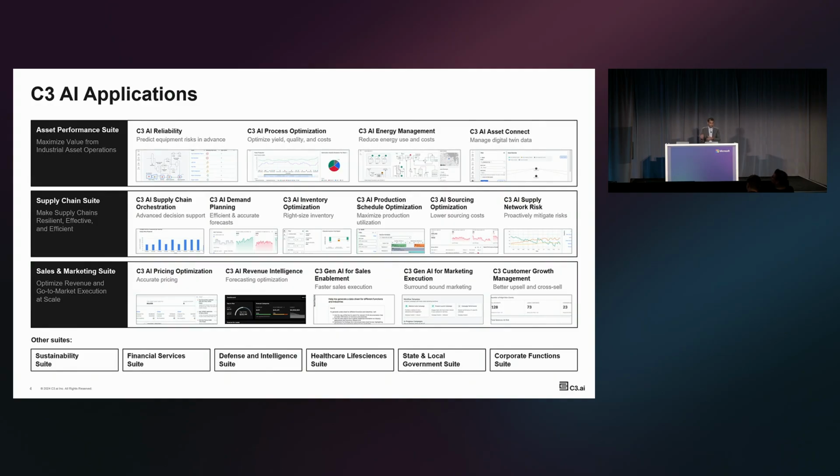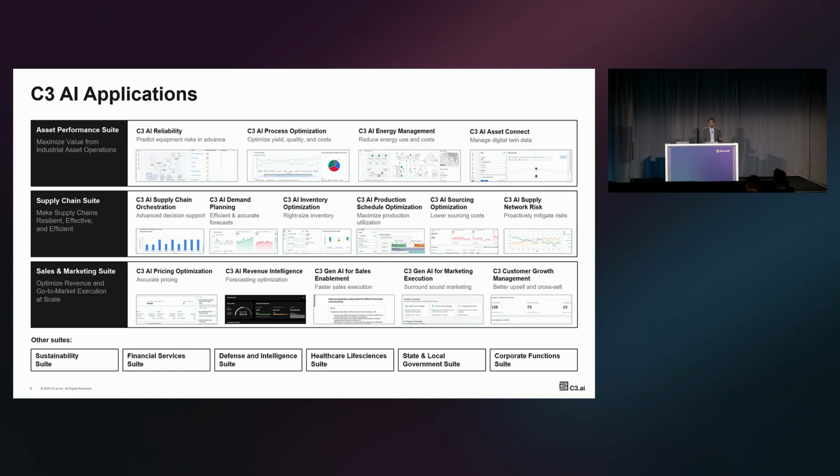We also have pre-built extensible applications, again, modeled through the same ontology layer. And there are three examples of our suites here. One is our oldest suite, which is really the asset performance suite, which has applications like reliability. This is basically AI-based predictive maintenance, process optimization, energy management, et cetera. A supply chain suite, think about it as inventory optimization, demand planning, production planning, etc., and a sales and marketing suite.